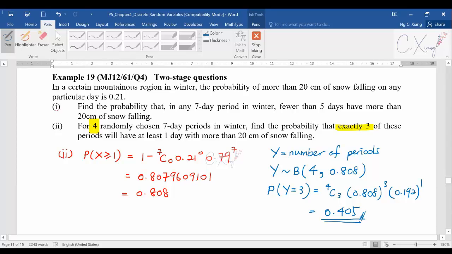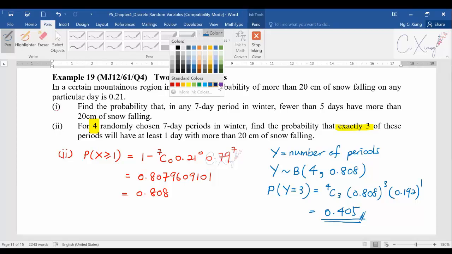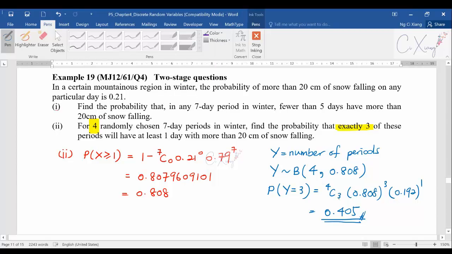Okay, so this is the example where we have 2 stages of questions. That means in the very first stage, they are talking about the number of days, and in the second stage, they are talking about the number of periods. This type of question, compared with the example that you tried previously, will generally be slightly harder. There's one thing that I need to remind you all here. This is generally the solution for this example, so you should have a look at this one.